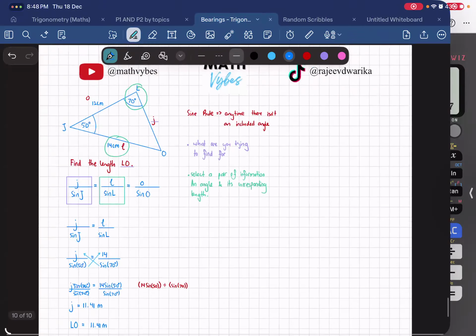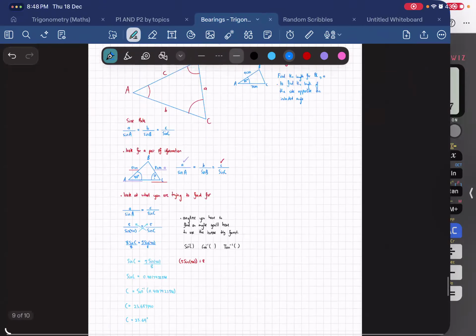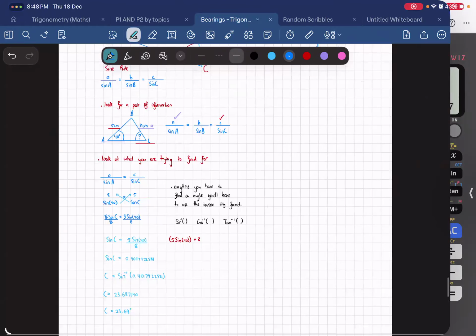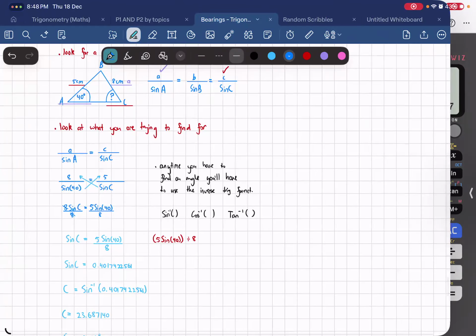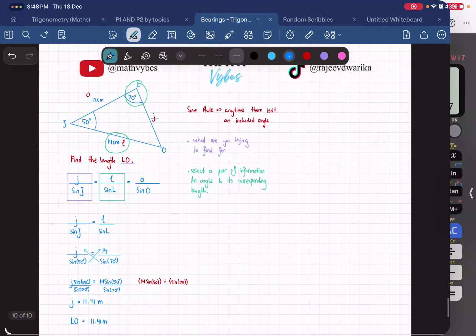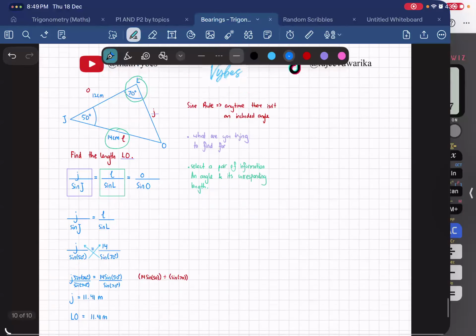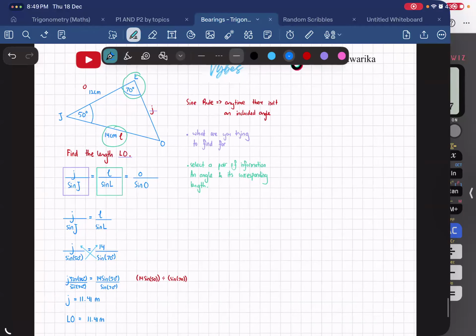So what we just went through was the two types of questions they will ask you for the sine rule. They could either ask you to find an angle, or they could ask you to find a length. We just covered both of those cases. How hard or easy do you think the sine rule is? It's not that bad, right?